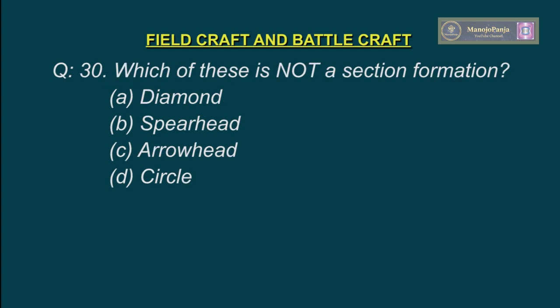Question 30. Which of these is not a section formation? A. Diamond. B. Spearhead. C. Arrowhead. D. Circle.